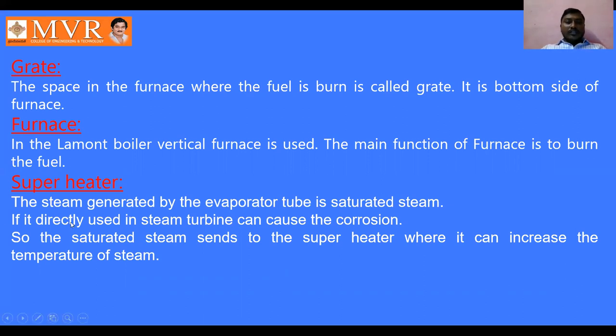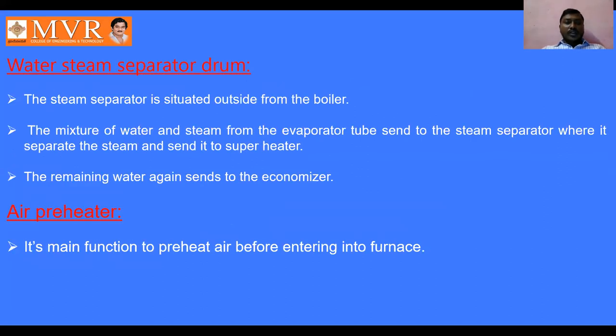The superheater is there. The steam generated by the evaporator tube is saturated steam. If it is directly used in a steam turbine, it can cause corrosion. So the saturated steam is sent to the superheater, where the temperature of the steam is increased. See here, the water steam separator drum separates the steam as well as the water.